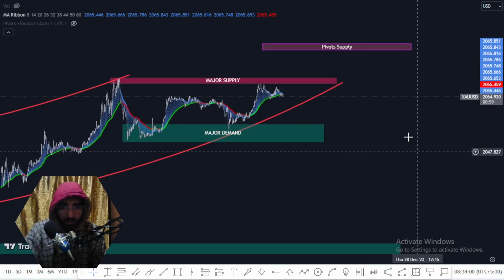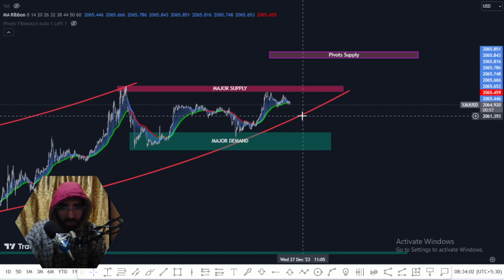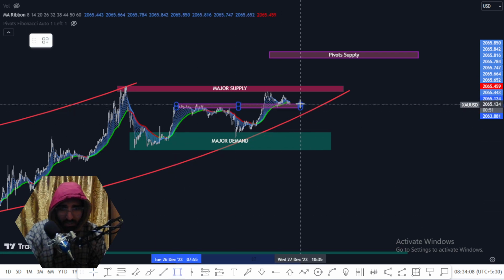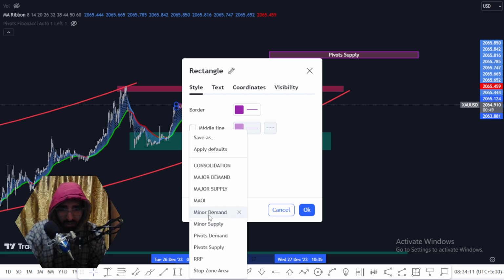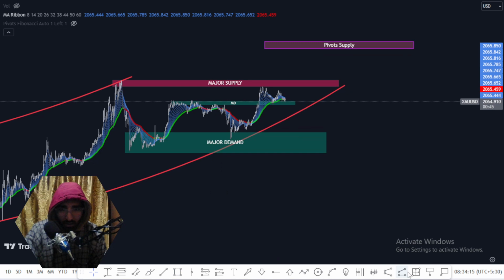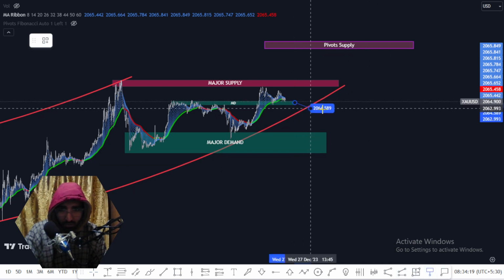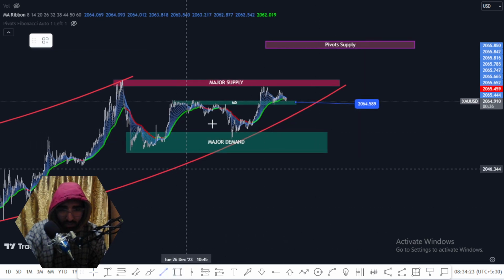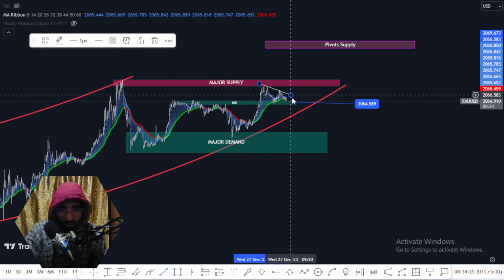In the 5-minute time frame, we are seeing that a pattern is creating. It's at the demand area, at the retesting level. It's the minor demand area, and the level is $2,064, and it's the creation of a double top pattern at the major supply area.